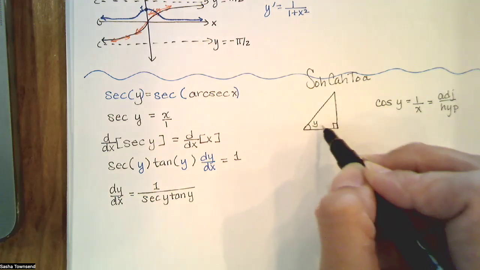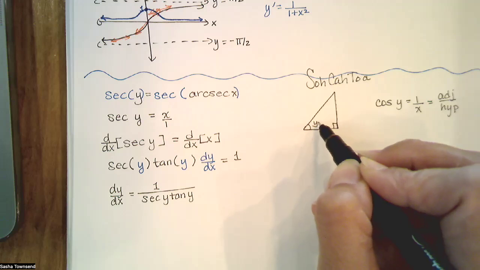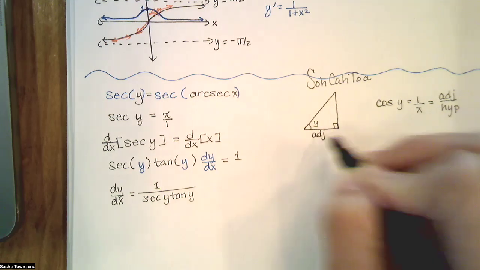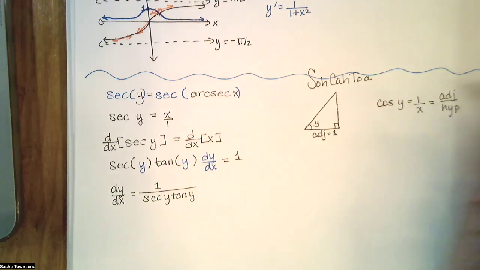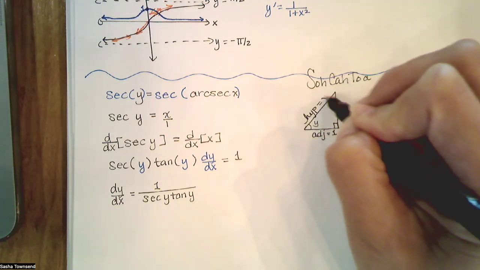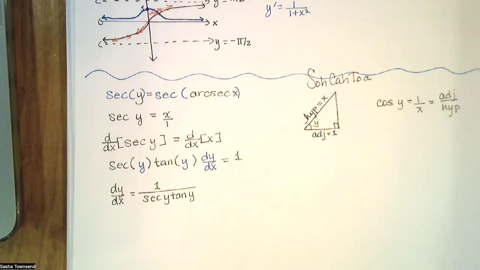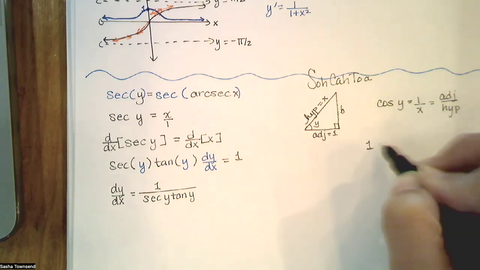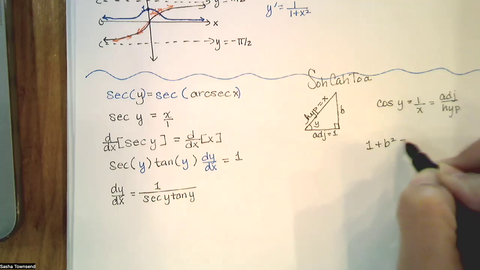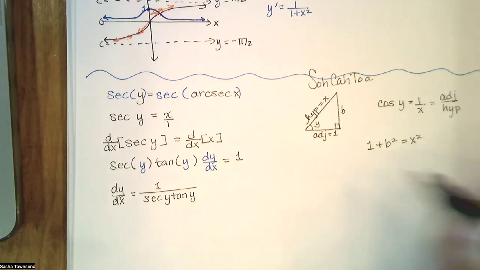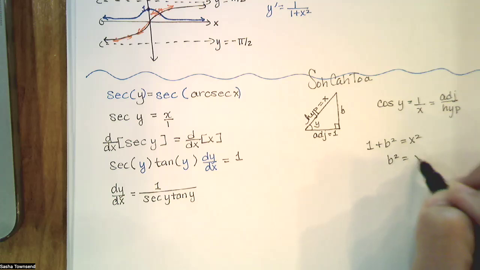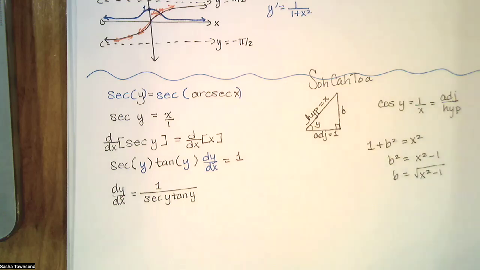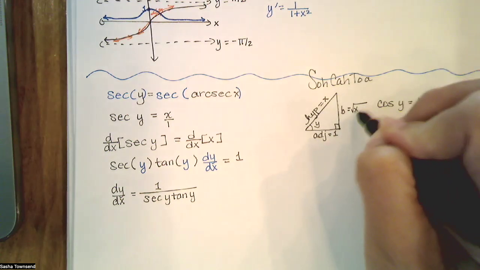So the side that's adjacent to y is the side that's next to y, but it's not the hypotenuse. It's the other one. That's this side. That turns out to be 1. And then the hypotenuse is x for that particular angle. And we say, okay, we know the hypotenuse, we know the adjacent side. What is the third side? Well, according to the Pythagorean theorem, 1 squared plus b squared has to equal the hypotenuse squared, x squared. So we can get b by itself by subtracting 1 from both sides and then taking the square root. And so we get b equals the square root of x squared minus 1.